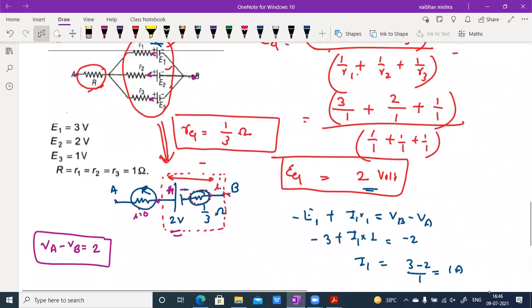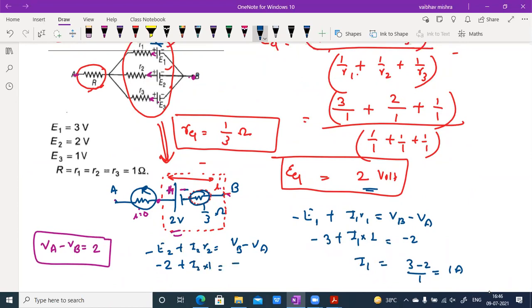Likewise, when you do it for the second circuit, it will be minus E2 plus I2 R2 equal to VB minus VA. E2 is 2, so minus 2 plus I2 into 1 is equal to minus 2. So that means I2 is 0. In the second branch, there will not be any current.